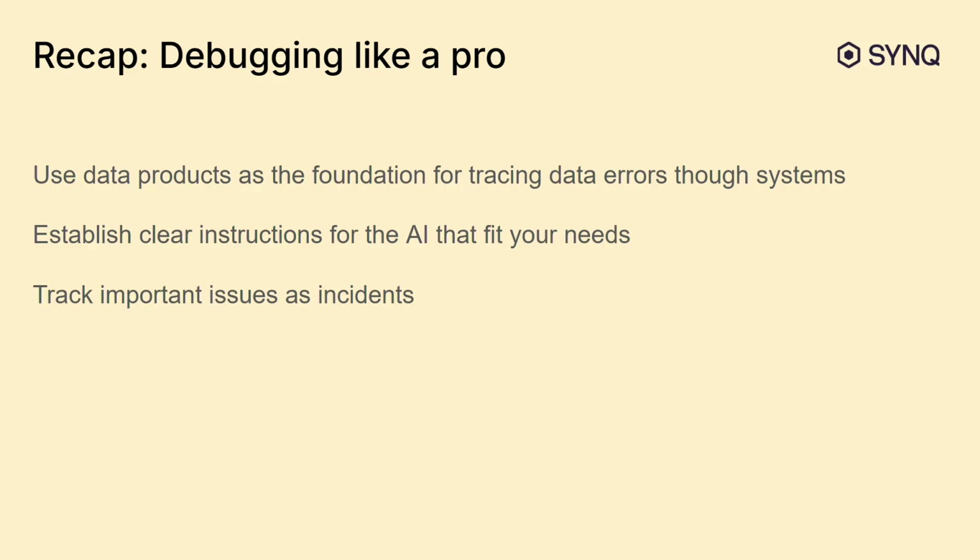And the last part, which is really, really important, is you should start treating important issues as incidents. That means you should note down who's working on it. You should add comments and updates in there, because then the LLM and the MCP can actually read from that incident, and it can bring that relevant information into the issue resolution workflow.